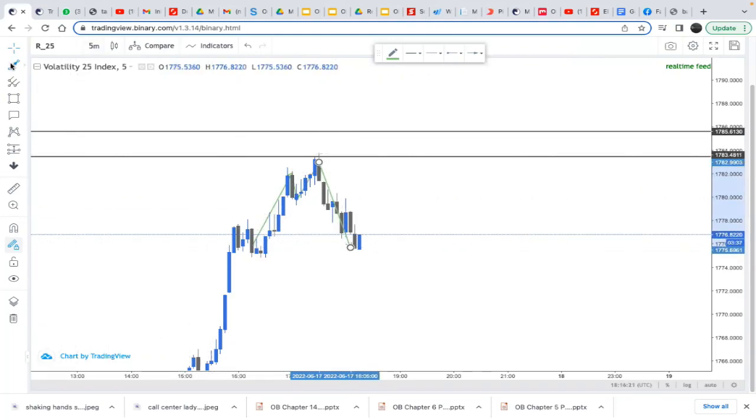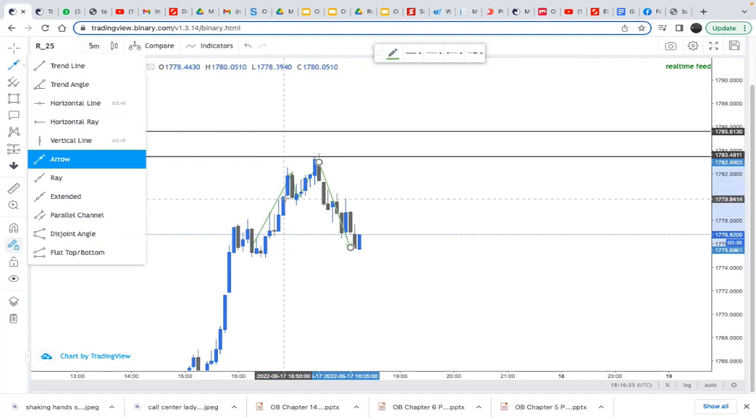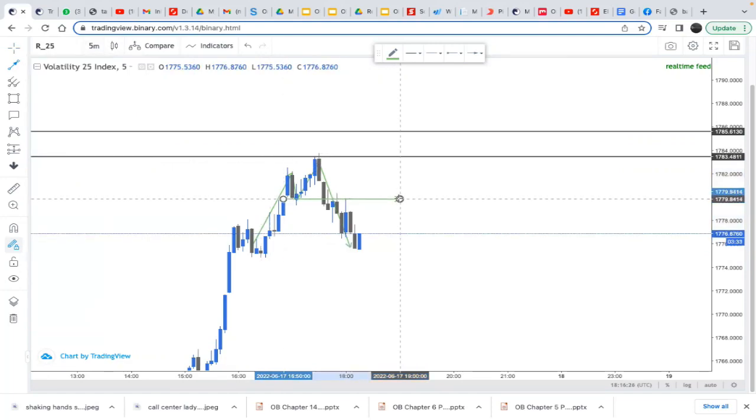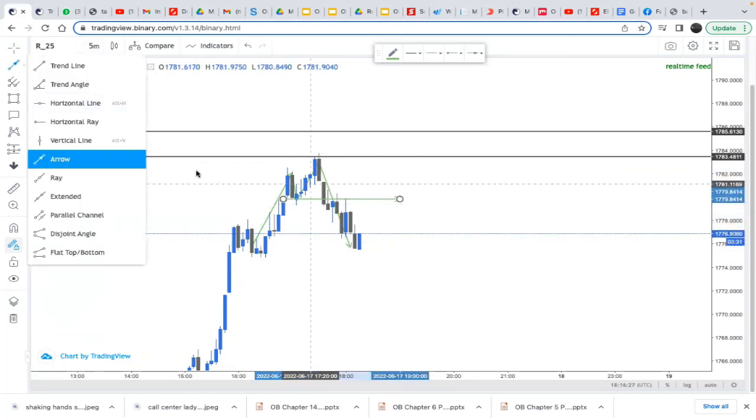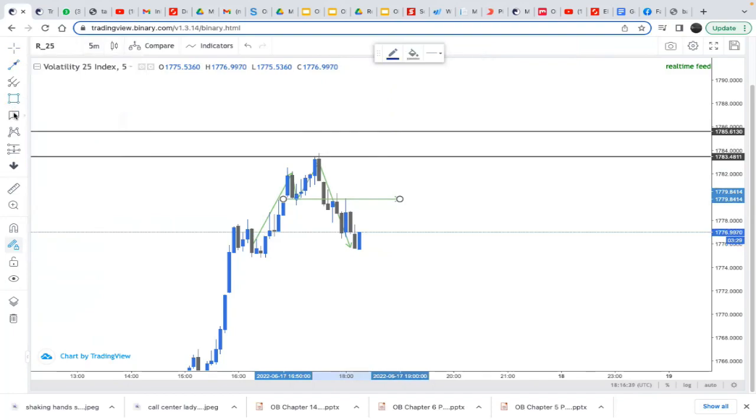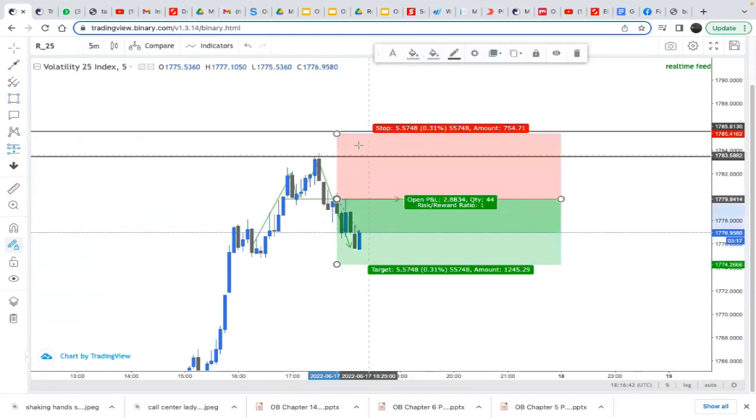Once I saw that it broke this lower high, and then it did some wicks in this area, that's where I decided to take an entry. So I took an entry right on this wick right here.